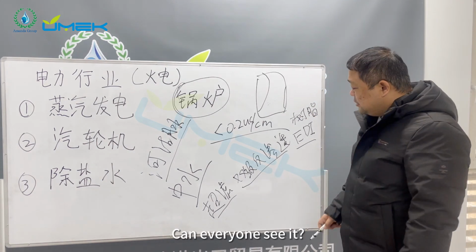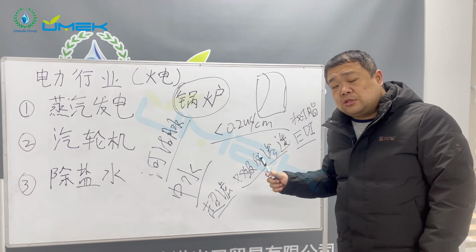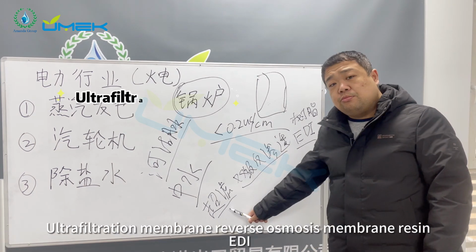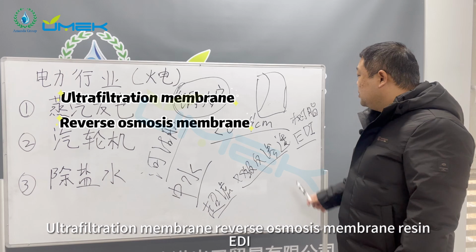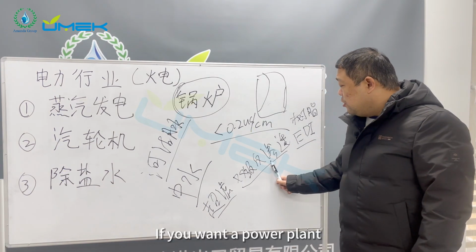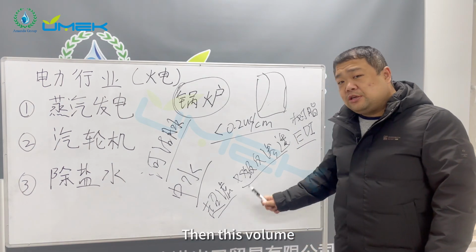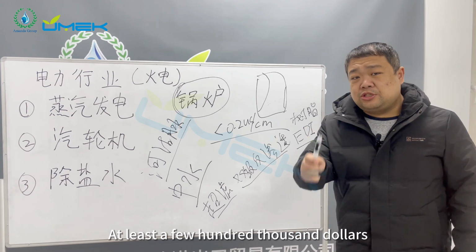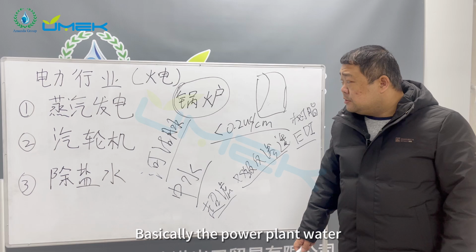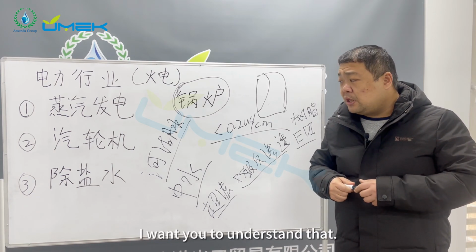Can everyone see it? Now I draw these products. Both products we may have come into contact with before: ultrafiltration membrane, reverse osmosis membrane, resin, ED. If you want a power plant, we can do it. If you win it, then this volume is at least a few hundred thousand. Such a volume, basically the power plant water. So I want you to understand that.